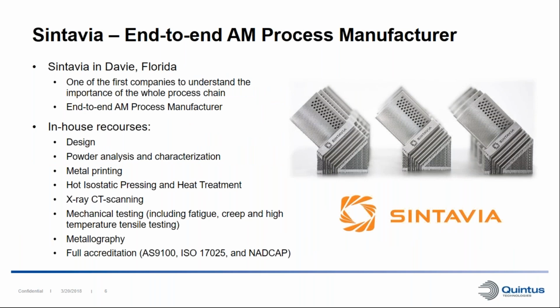And one good example of a company that's really understood the importance of looking at the full process chain for AM is Sintavia in Davie, Florida. They are an end-to-end AM process manufacturer, and they have in-house capabilities within design, powder analysis and characterization, metal printing, hot isostatic pressing and heat treatment, X-ray CT scanning, mechanical testing, including fatigue, creep, and high temperature tensile, metallography, and they have full accreditation.